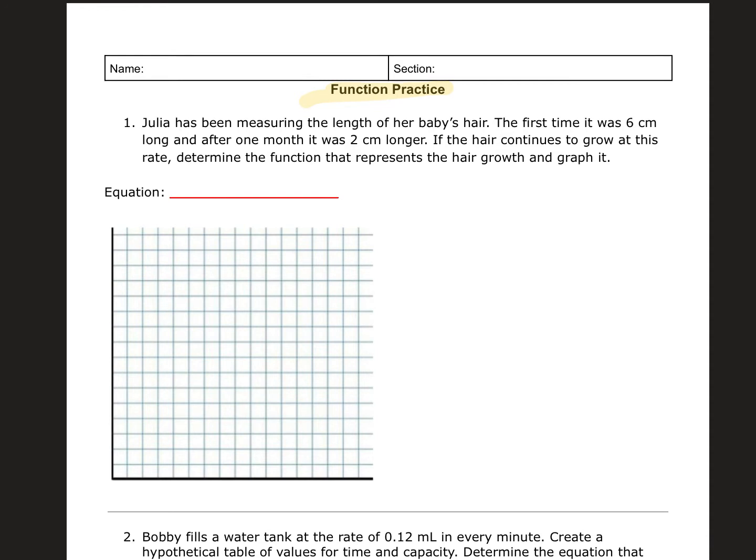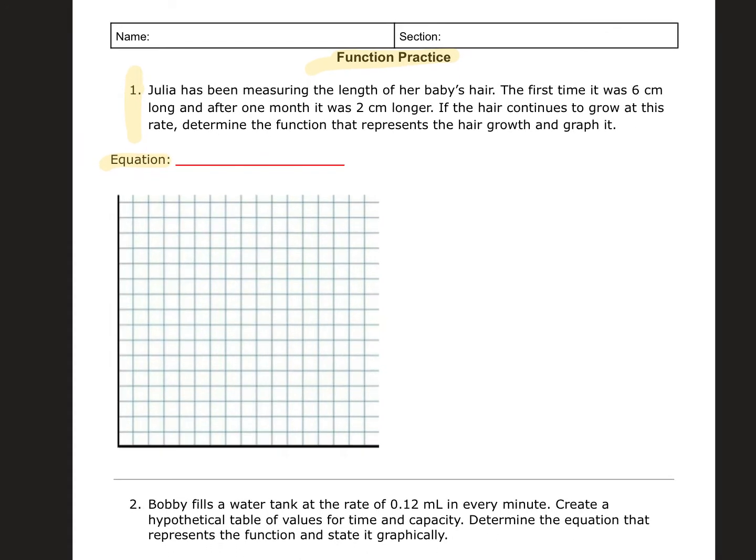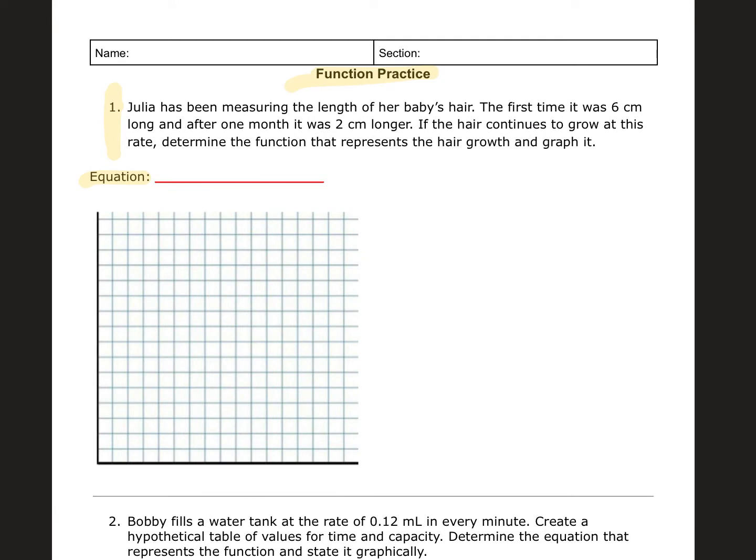Each of these is a verbal description. You're going to write an equation. Some of them you're doing a graph. Some of them you're doing a graph and a table. So let's start first with how we go from a verbal description to an equation.